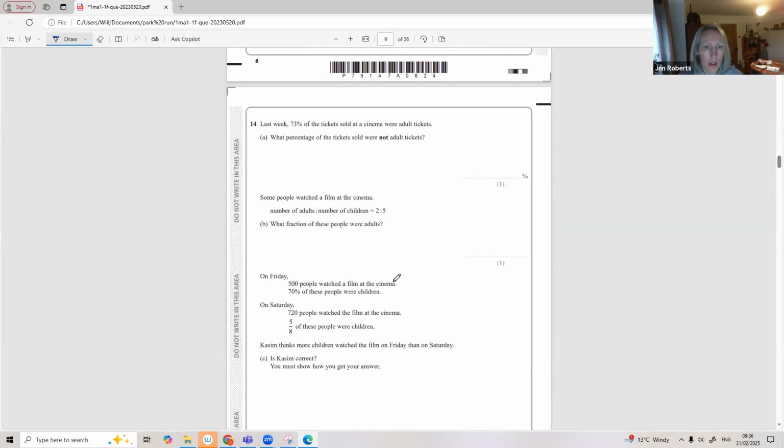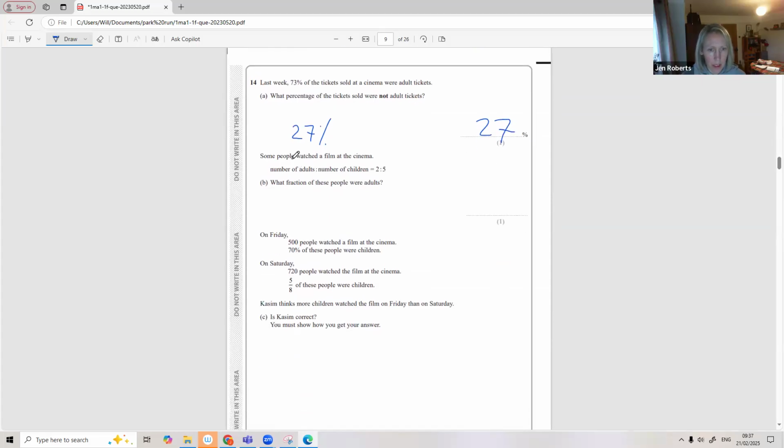Last week, 73% of the tickets sold at a cinema were adult tickets. What percentage were not adult tickets? The full percentage is 100%, so I need to work out what's remaining to get to 100%. It's 7 to get to 80, and then 90, 100, so it's 27%.